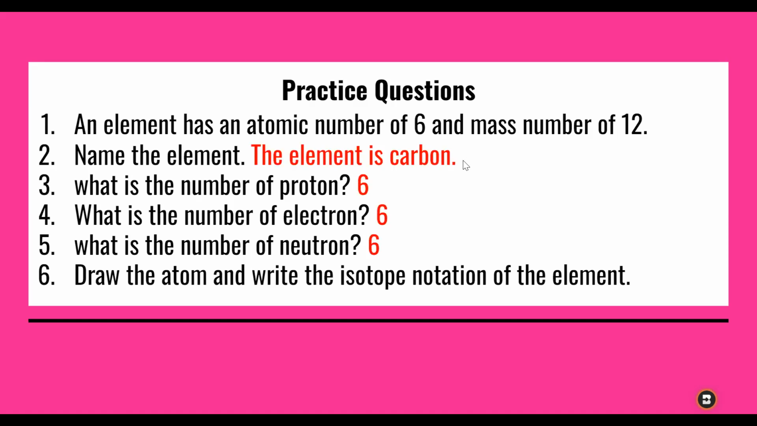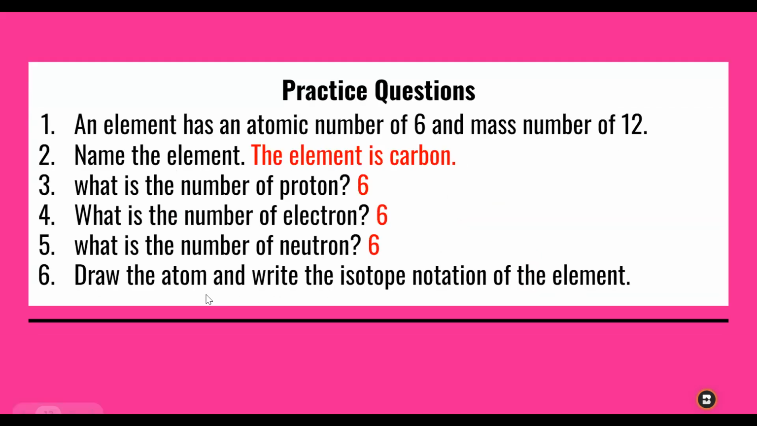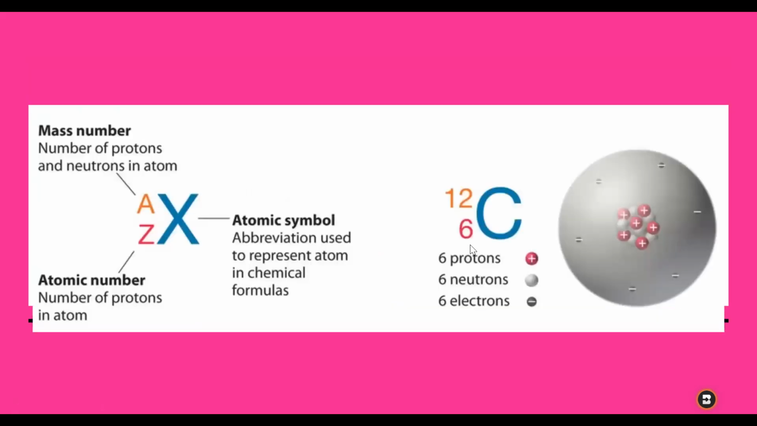Then this is the answer to the question. This last one, use drawing to show. Okay. Draw the atom and write the isotope notation of the element. Okay, you draw the atom. Then this is the isotope notation. Okay.